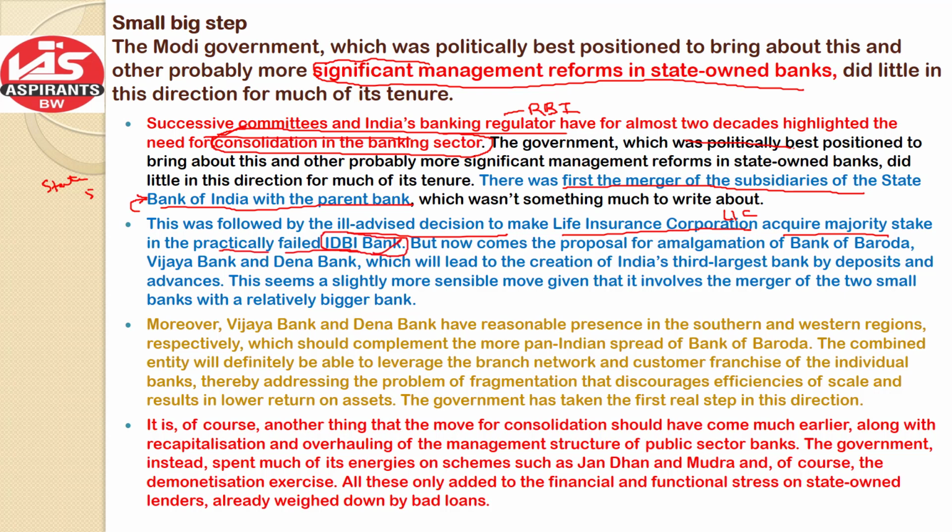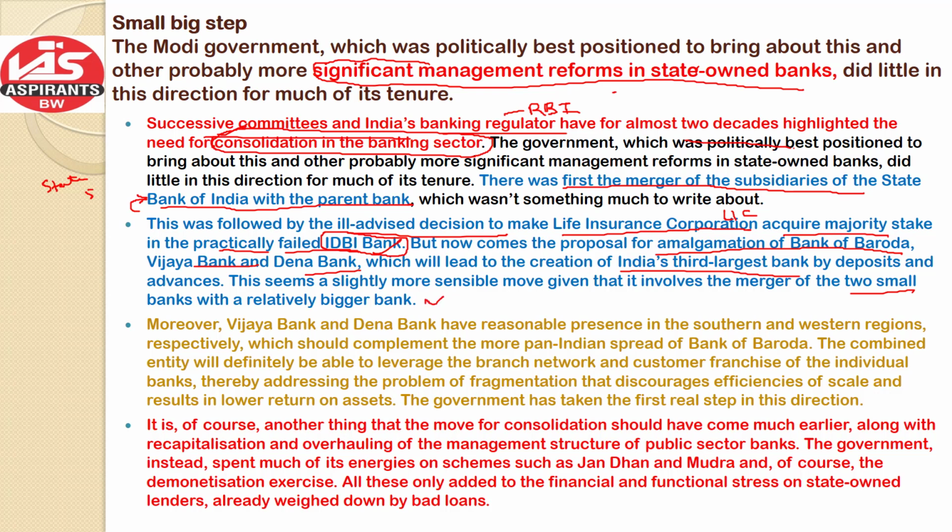But the author says that the new proposal which has come for the amalgamation of Bank of Baroda, Vijaya Bank and Dena Bank, it will lead to the creation of India's third largest bank by deposits and advances, and this is a good step. So the author says that this is a good step because there is a merger of two small banks with a relatively bigger bank. So what are the two small banks? These are the Vijaya Bank and Dena Bank with a relatively bigger bank, that is the Bank of Baroda.